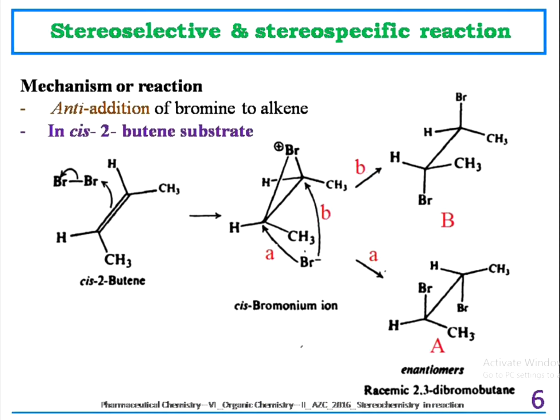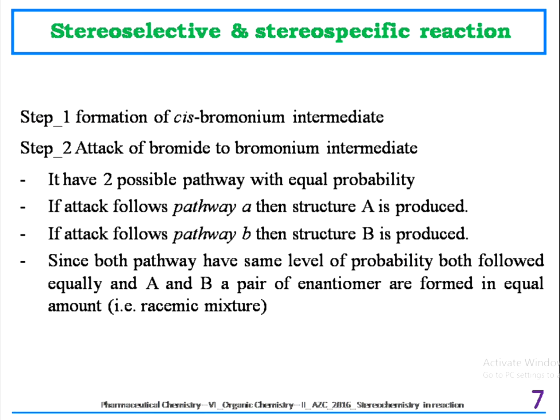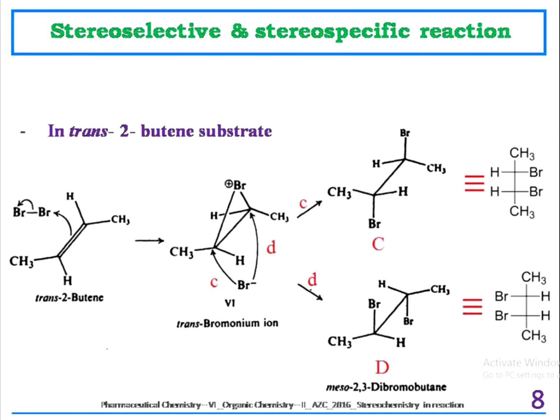See, this is the explanation of this. So these are equal probability. So they are a racemic mixture. Next is the case of trans-2-butene. See, when it undergoes reaction with bromine, we will get the trans-bromonium ion. And as we discussed earlier, there are 2 pathways, that is C and D. When reaction occurs at C, it will form a product. And when D, it results in another product. But these are meso 2,3-dibromobutane.